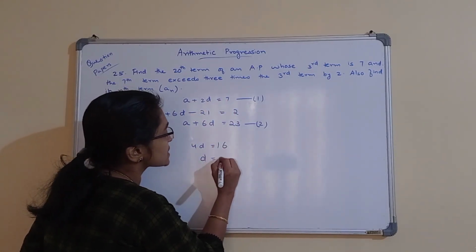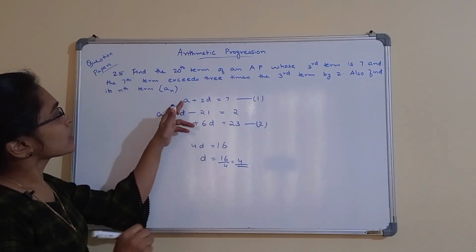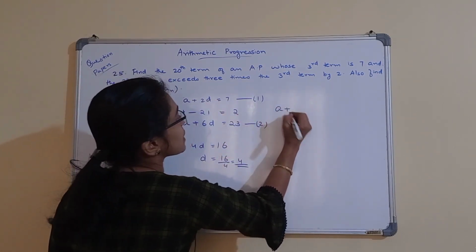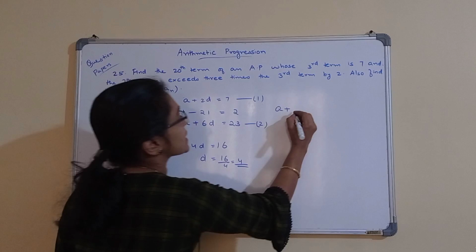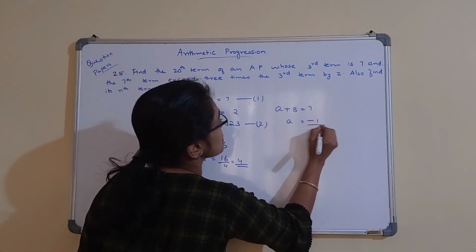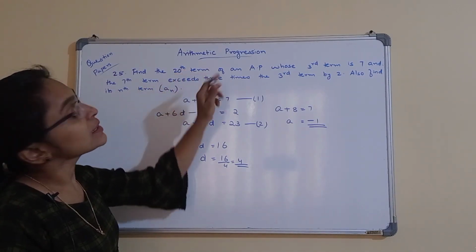So, d equal to 16 by 4, which is equal to 4. So, we got d as 4. Now substituting d here, we will get a plus 4 into 2, that is 8, equal to 7. So a equal to 7 minus 8, which is equal to minus 1. Now what we have to find is the 20th term.